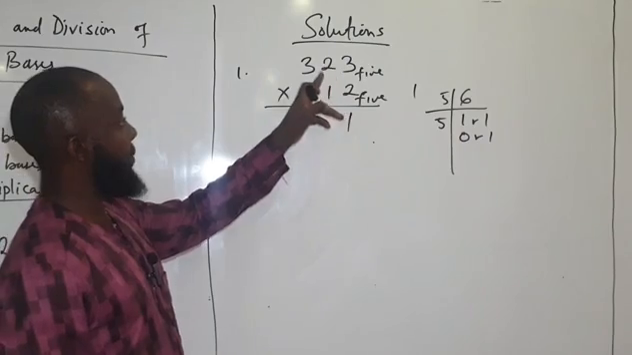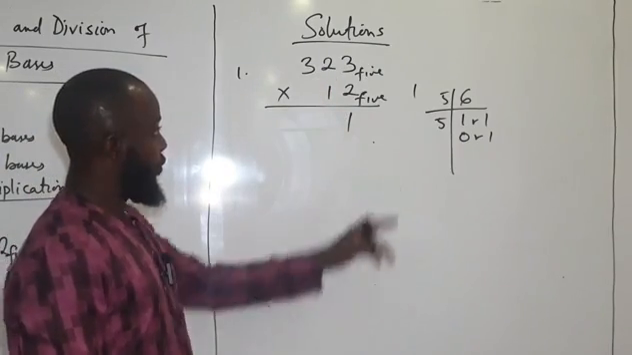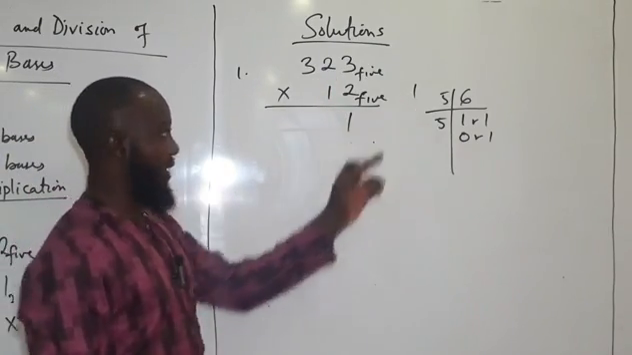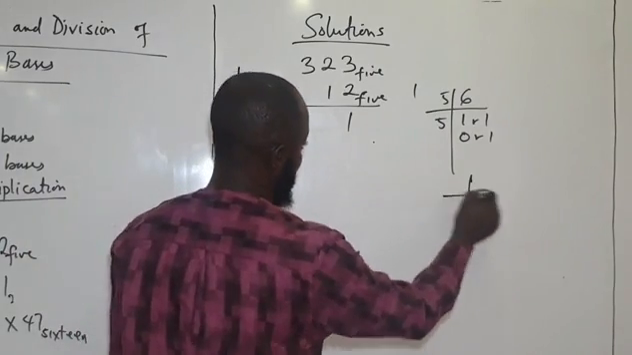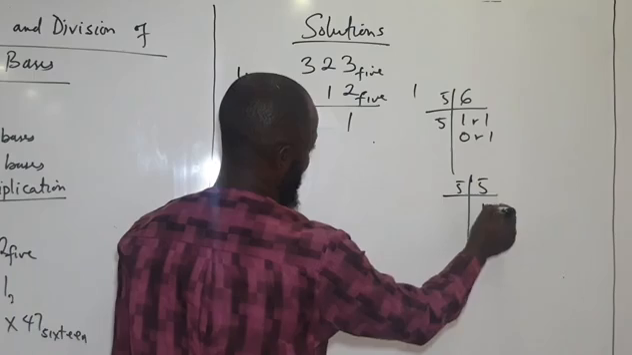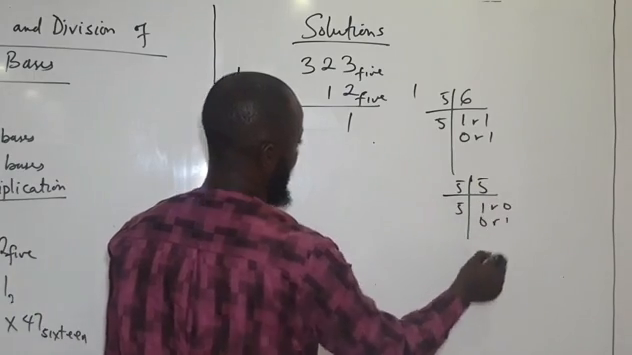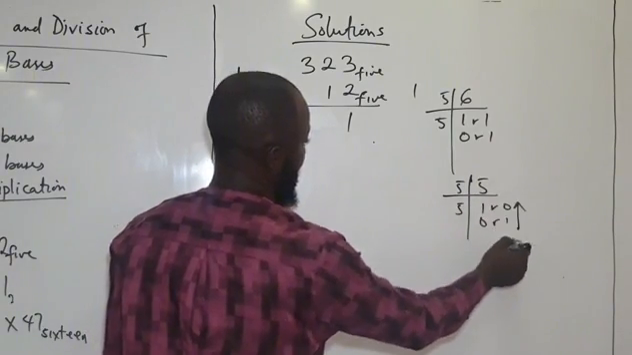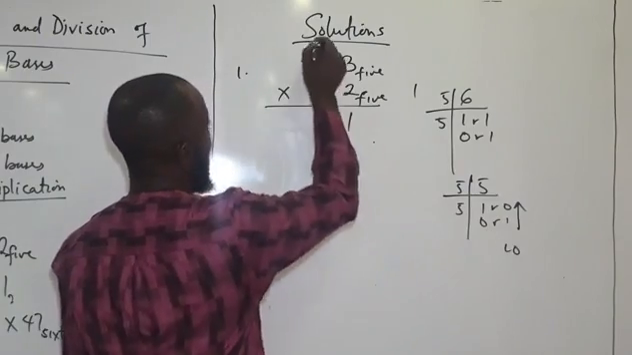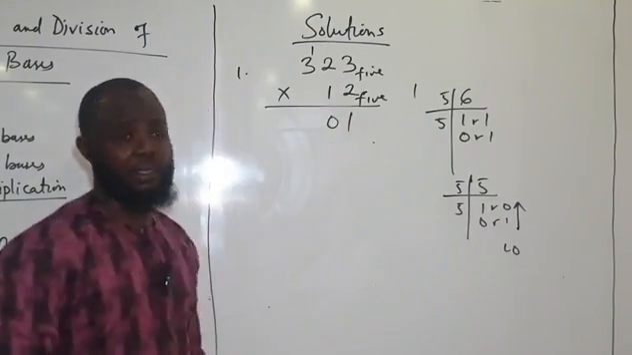Then 2 multiplied by 2. That is what? 4. 4 plus 1 that we carry, that is 5. You can change 5 to base 5. That is 1 remainder 0, 0 remainder 1. So that is 10. So we write 0, we carry 1 again. I believe I'm making sense.